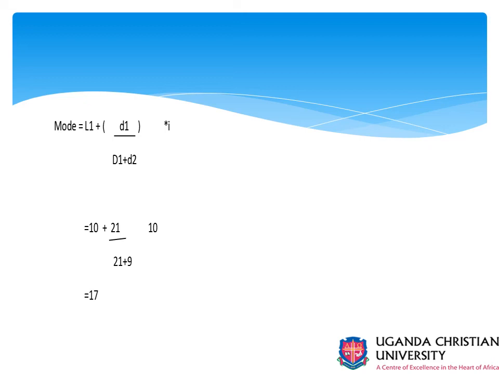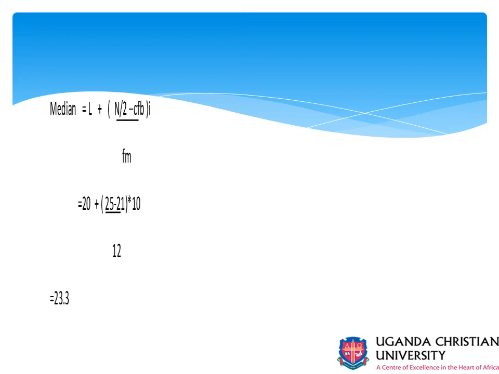How do we get that class size? We subtract the lower class limit from the upper class limit, and that gives us the class size, represented by I. So it is 10 plus 21 divided by 21 plus 9, meaning 21 is our D1 and 9 is our D2, 10 is the lower class limit, and 10 is the class size. That gave us our answer as 70.